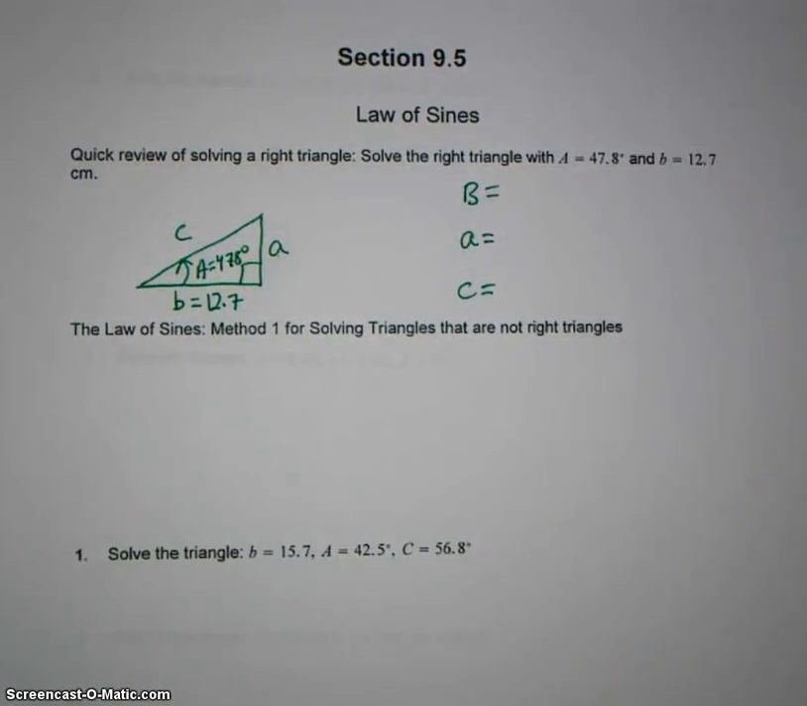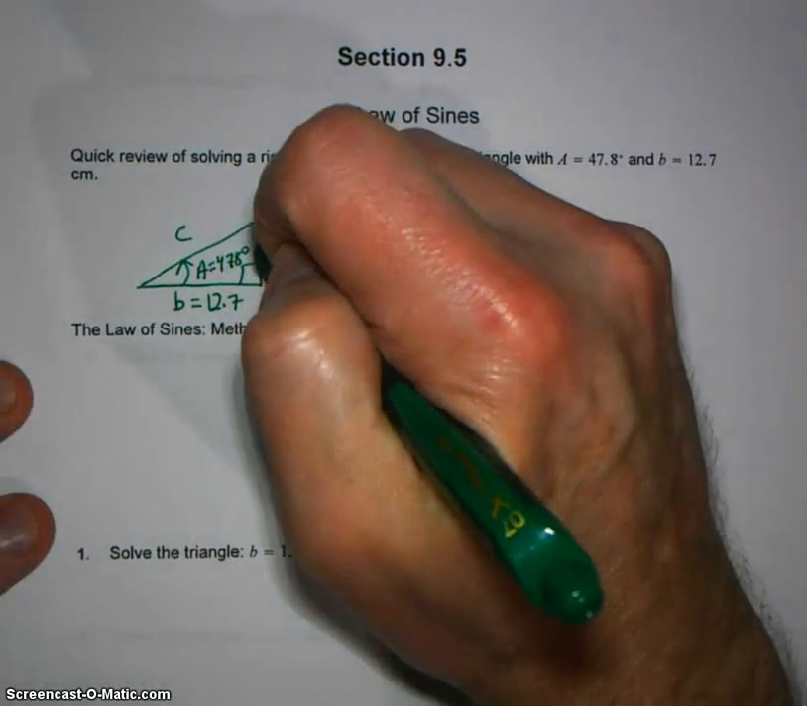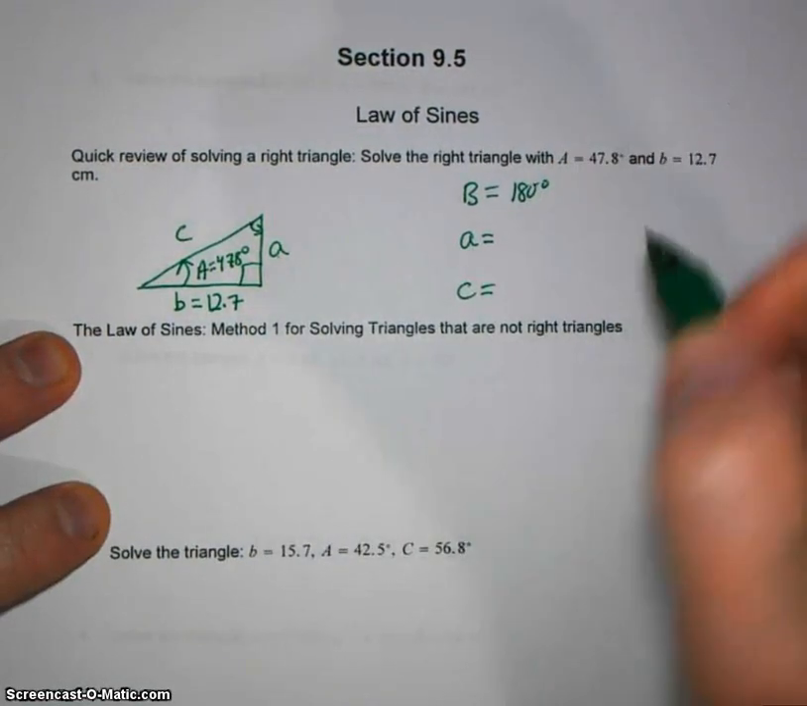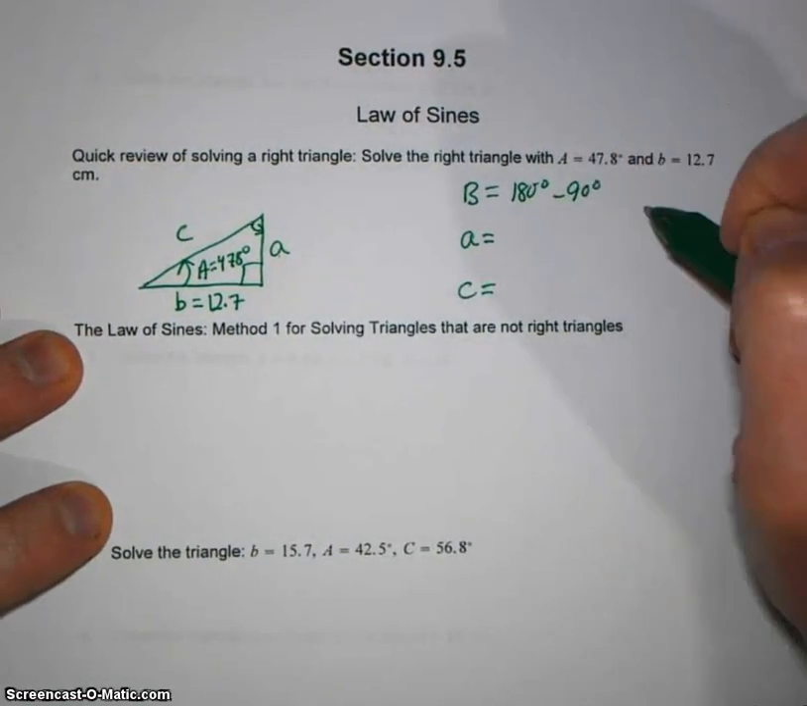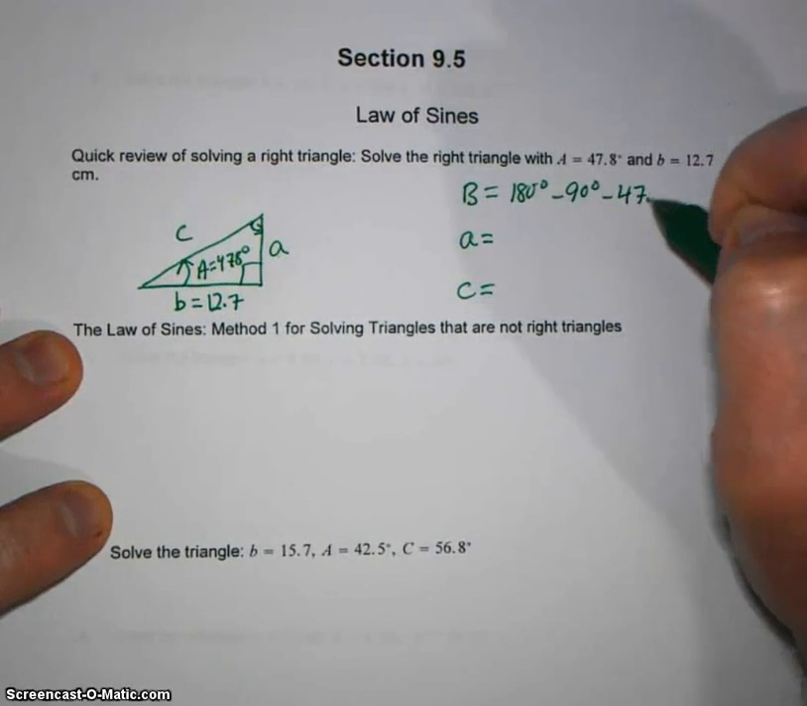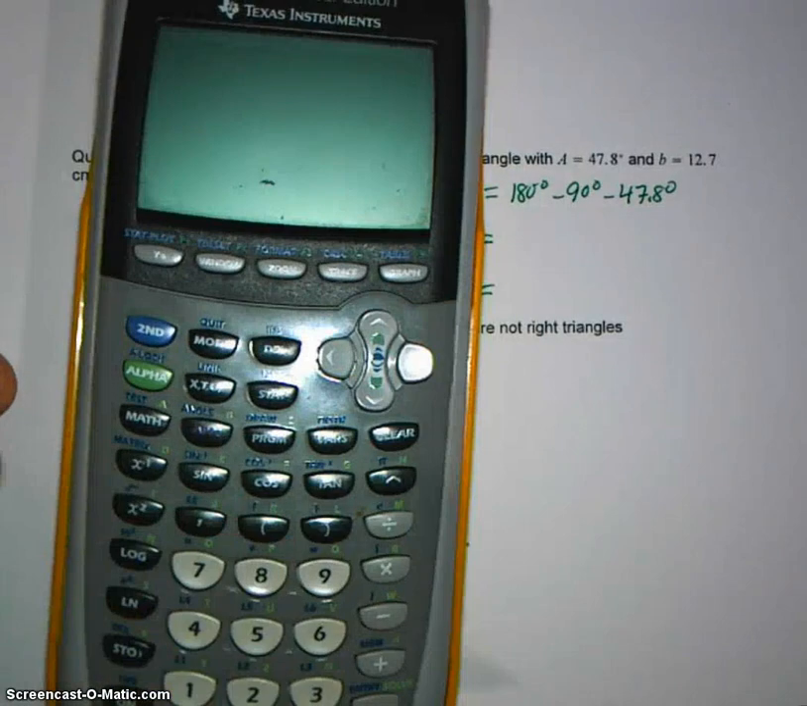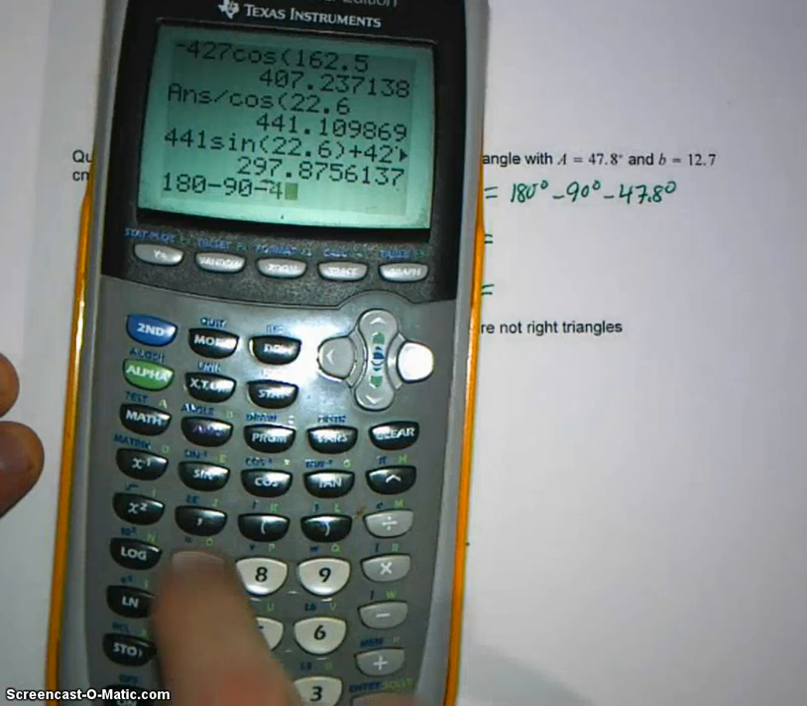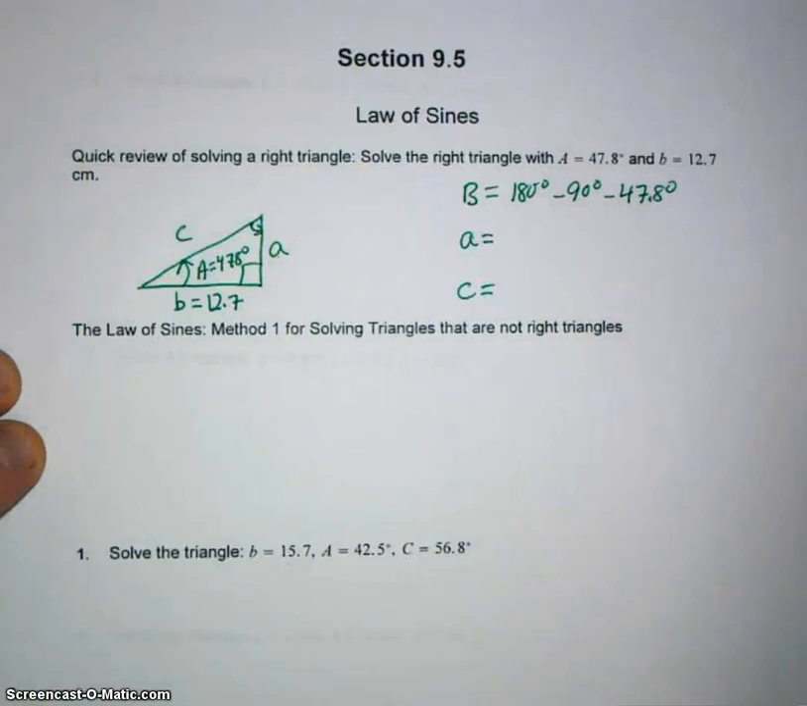All right, well, angle big B is easy. That's this angle up here, of course. Big B is 180 degrees minus 90 degrees minus 47.8 degrees. 180 minus 90 minus 47.8 is 42.2 degrees.